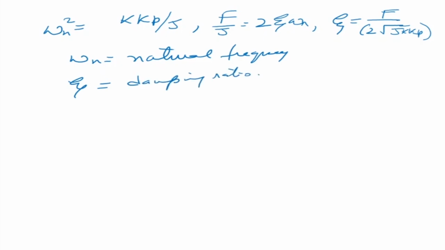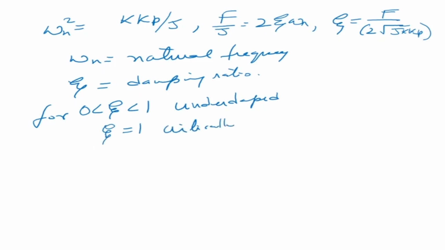Now for different values of zeta: for zeta greater than 0 and less than 1, it is underdamped. Zeta equal to 1 is critically damped. And zeta greater than 1 is overdamped. These are the three conditions of zeta.